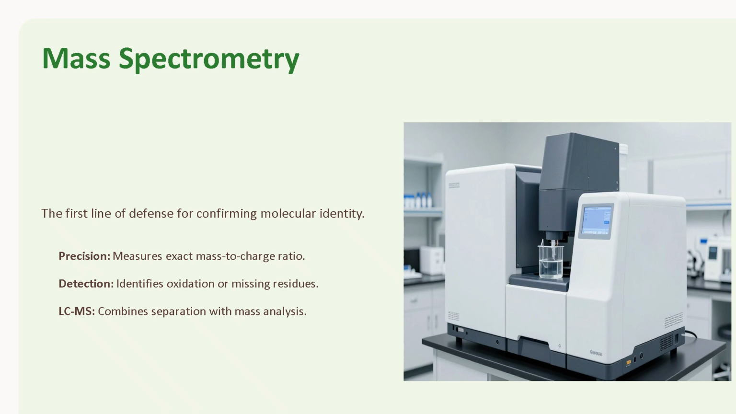Mass spectrometry is often considered the first line of analysis when confirming peptide identity. This technique measures the mass-to-charge ratio of ions, allowing scientists to determine the exact molecular weight of the peptide. Because peptides can undergo chemical modifications, mass spectrometry is extremely valuable for detecting changes such as oxidation, missing residues, or other structural alterations.